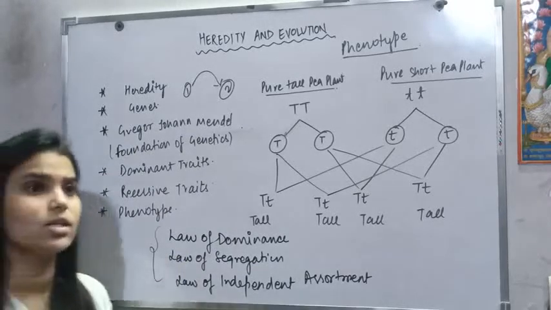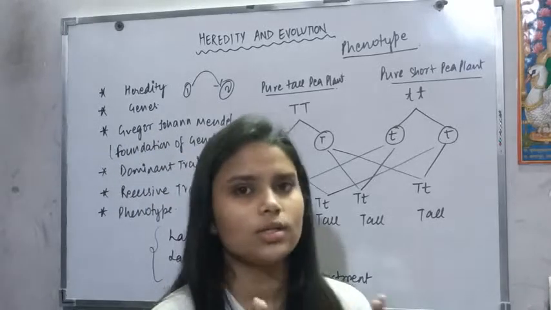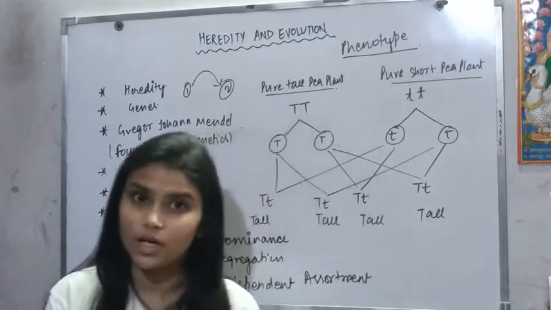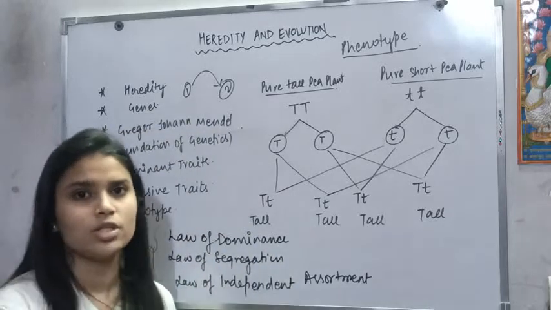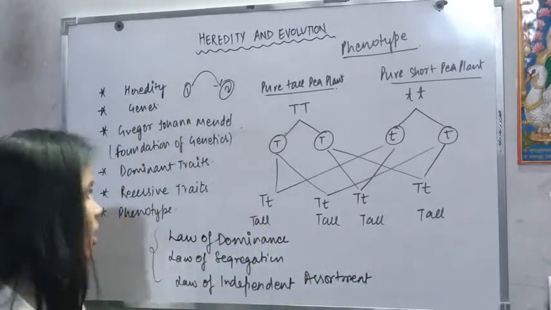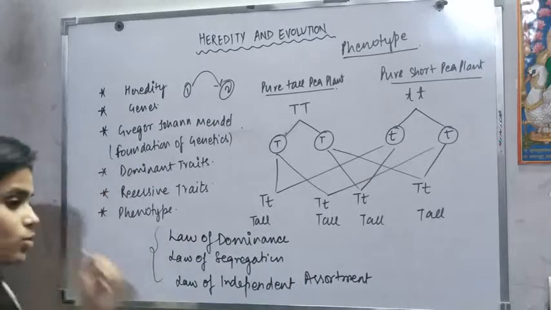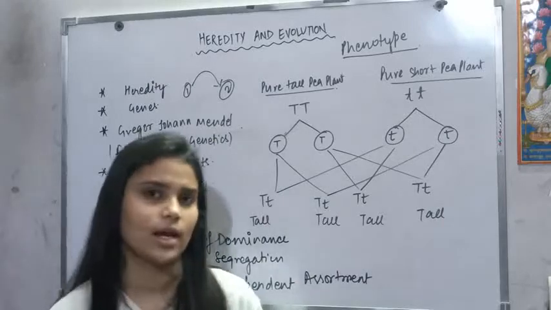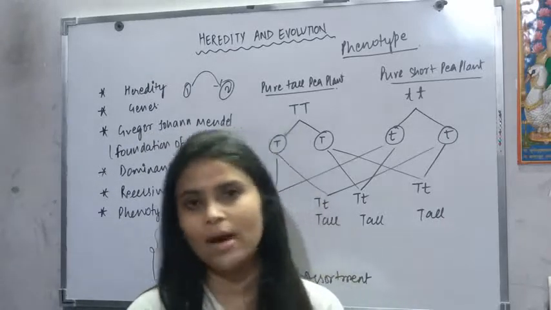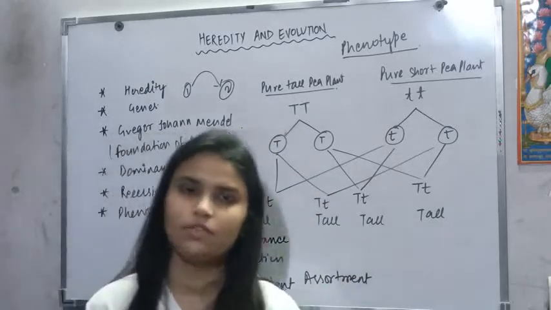So he gave us 3 laws of inheritance, and he experimented on pea plants to find out what is the reason behind this heredity. What is the reason behind the concept of heredity? What is the reason behind passing of genes from one generation to another generation? Okay. Now there are some traits which are dominant in character, and there are some traits which are recessive in character.